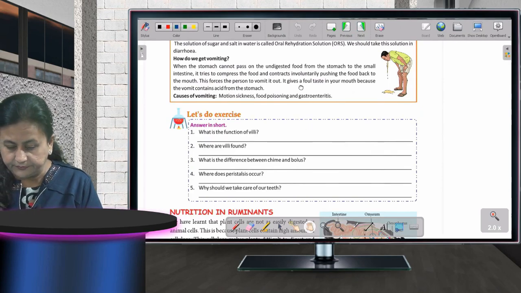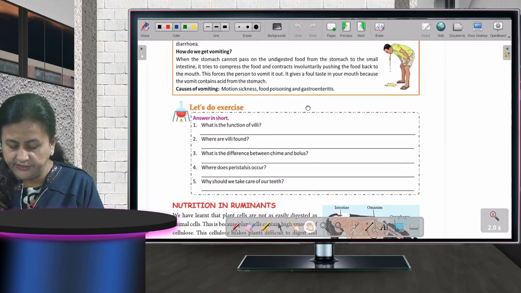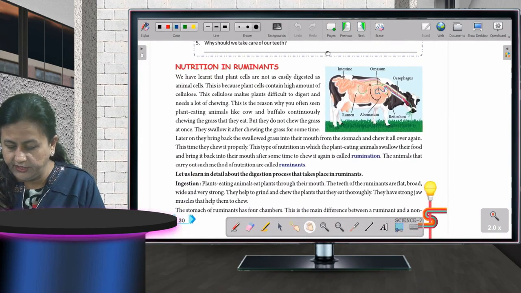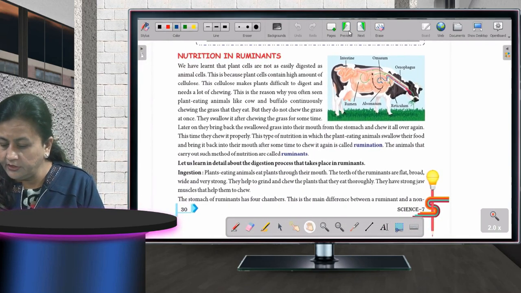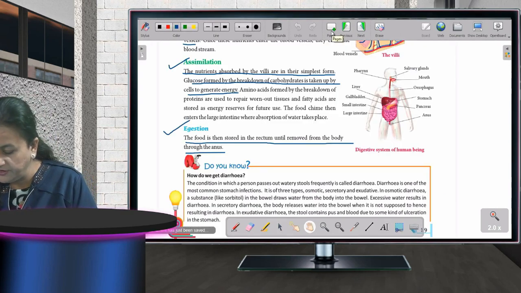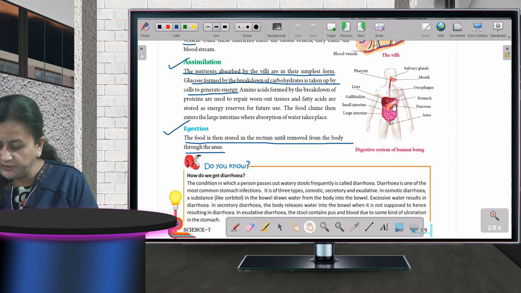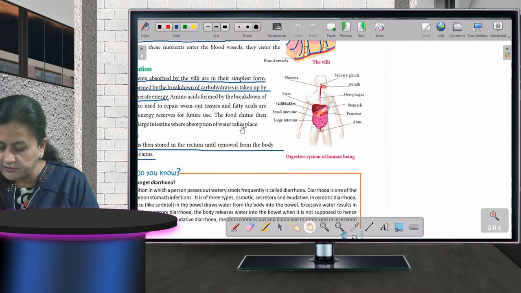Okay, the next is nutrition in ruminants. Okay, you can see on your screen. Before this, I would like to tell you something very important. So sorry, I forgot this one. This is the digestive system of a human being. You can see the figure here on your screen.